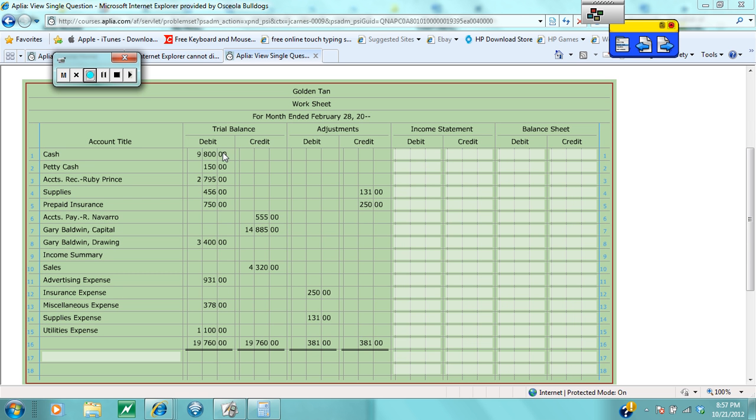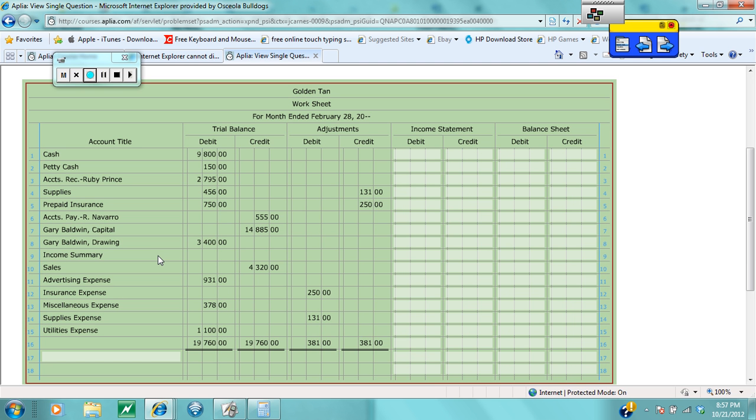When we look at this, this is an asset. Anything that equals the accounting equation, assets equals liabilities plus owner's equity, belongs in the balance sheet. Now, when you get down here to income summary, right now you're not dealing with income summary. So you won't have to worry about that. But that's a big clue for you.